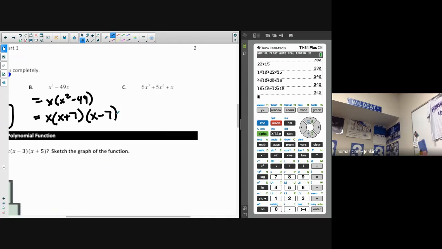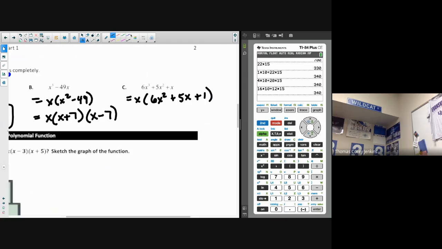All right, then our last one is going to be a little bit tougher because a is not equal to 1. First things first, we want to factor out our GCF. So rewrite it as x times the quantity 6x squared plus 5x plus 1.